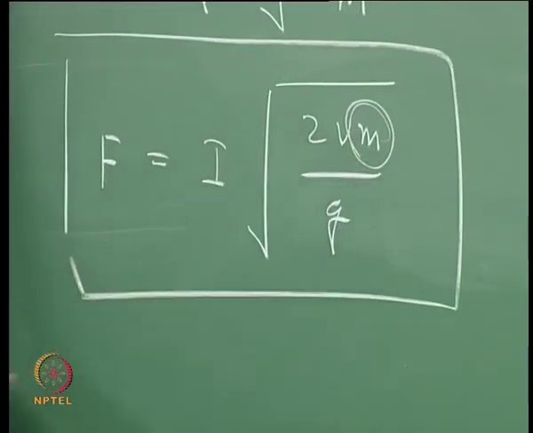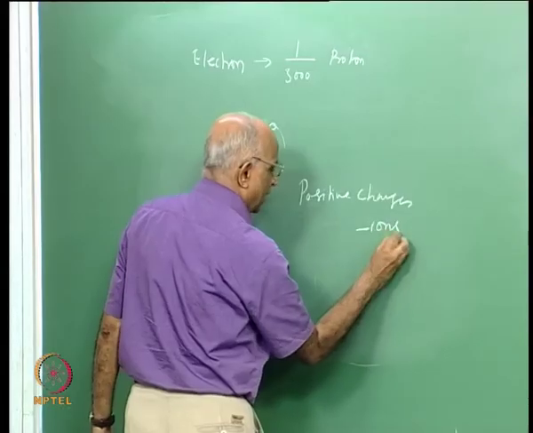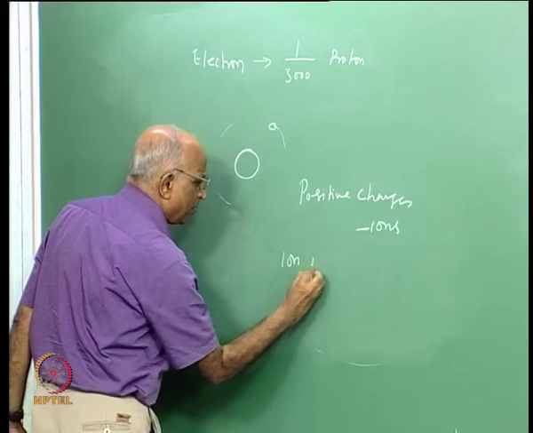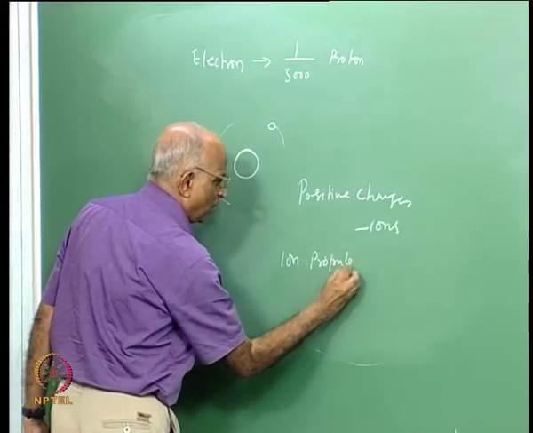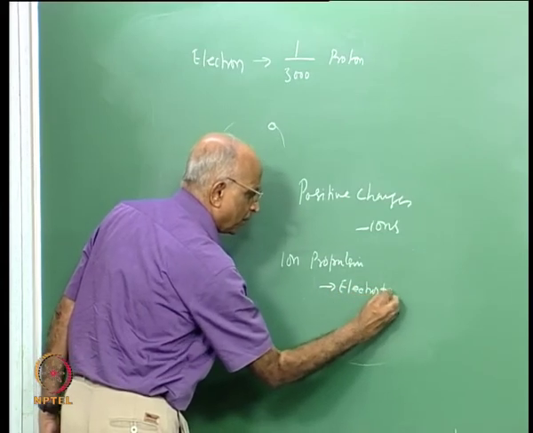Now, should we use protons, positive charges, or negative charges? The mass of a proton is about 1850 times the mass of an electron. In other words, the proton is very much heavier than an electron, and therefore it is desirable to use the proton rather than an electron to generate thrust. And therefore, when we talk about ion propulsion, basically what we are talking about is electrostatic propulsion.